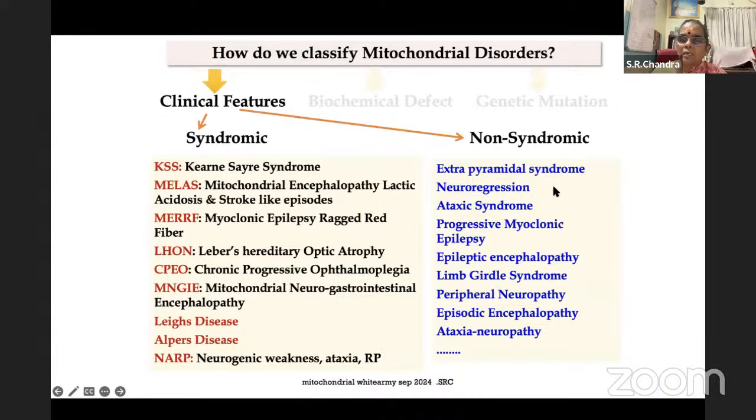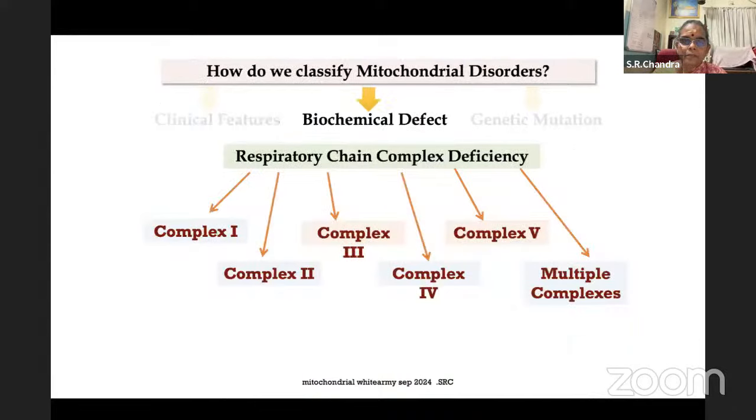Non-syndromic mitochondrial disease can present as extrapyramidal disorder, neuroregression, ataxic syndromes, progressive myoclonic epilepsy, epileptic encephalopathy, limb-girdle syndrome, peripheral neuropathy, episodic encephalopathy, and ataxia with neuropathy. That is the clinical classification. Then it is classified based on biochemical defect. So we saw there are 5 complexes. So it can be complex 1, complex 2, complex 3, complex 4, complex 5, or multiple complex deficiency. So that is based on the biochemical defect.